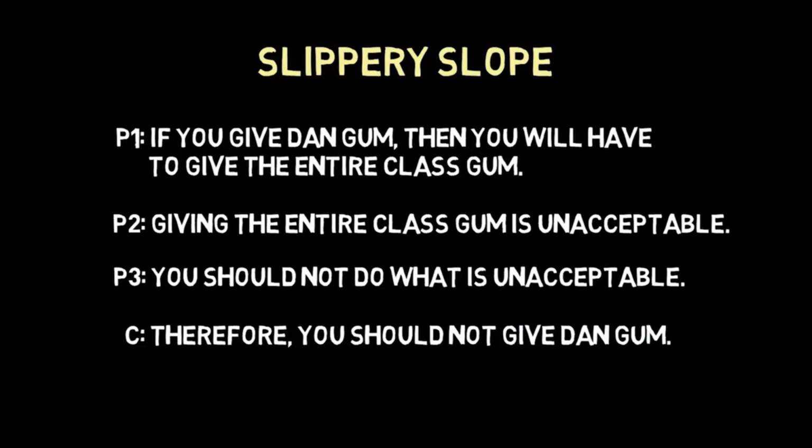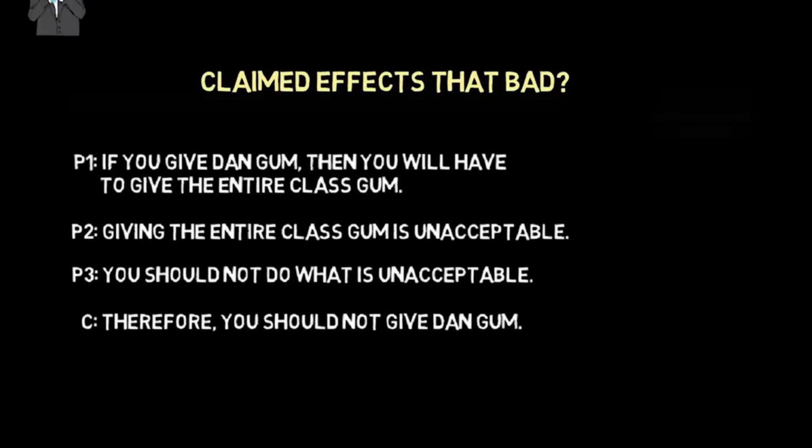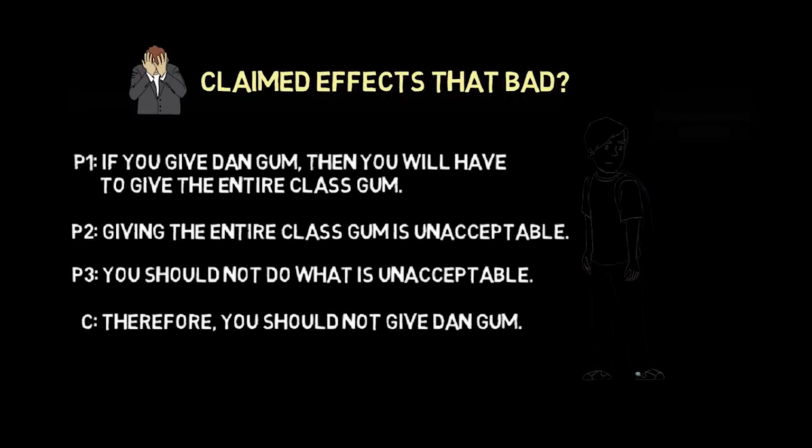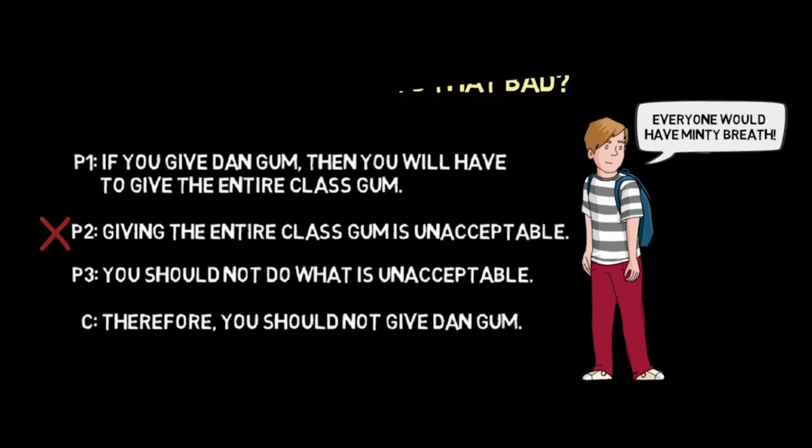How convincing is this slippery slope argument? Here are 3 questions we can ask to highlight some possible objections. First, are any of the claimed effects really that bad? This question evaluates how undesirable the bottom of the slope really is. For example, Dan could object that actually, it would be great to give the entire class gum, since then everyone would have minty breath. And if that's right, then Dan can challenge the second premise by arguing that, in a sense, giving the entire class gum is acceptable.